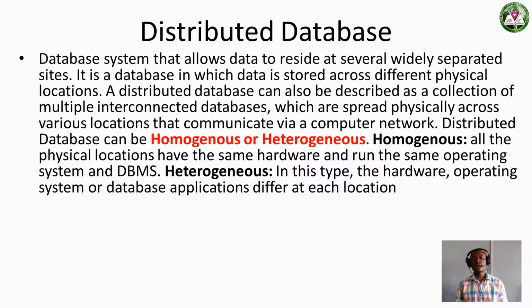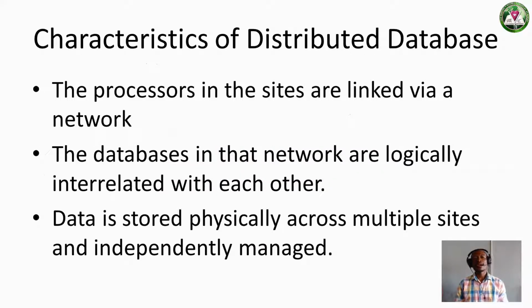Homogeneous, H-O-M-O-G-E-N-O-U-S. Then heterogeneous, H-E-T-E-R-O-G-E-N-E-O-U-S. Homogeneous distributed database and heterogeneous distributed database. Don't forget that. Now let's look at the characteristics of distributed database.